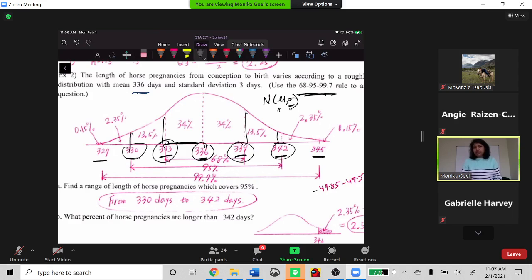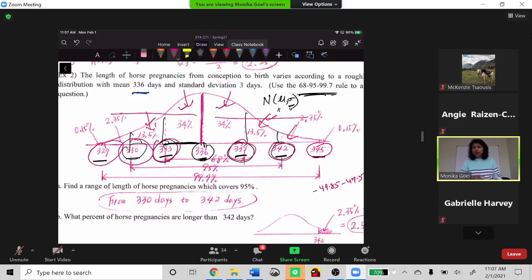By using this 68, 95, 99.7 rule, we can also find how much is the area covered between these two, or any two. So we can look at any range knowing how much is in each particular range. Since it's a symmetric distribution, whatever I have on the left, I have the same on the right. This is 50%, this is also 50%. If this is 34%, this is 34%. 13.5, 13.5. If I find one, either on the left or the right, the other will be the same.